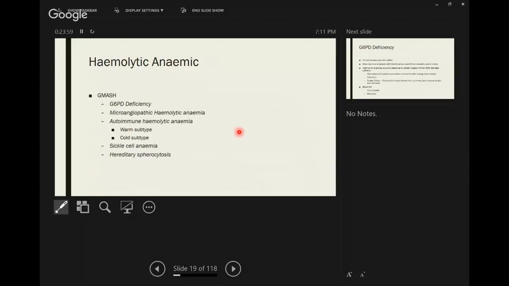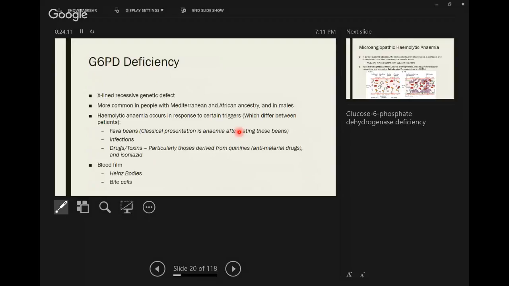Hemolytic anemia, so GMASH: we've got G6PD deficiency, microangiopathic hemolytic anemia, autoimmune hemolytic anemia, which can be warm or cold, sickle cell anemia, and hereditary spherocytosis. So G6PD is an X-linked recessive genetic defect. It's more common in people with Mediterranean or African ancestry and in males, and it occurs in response to certain triggers, so it's not normally there.